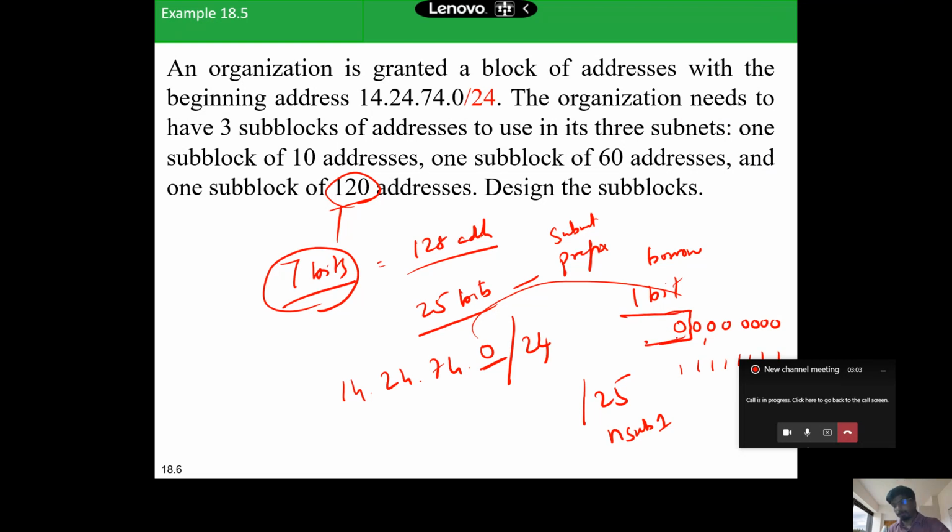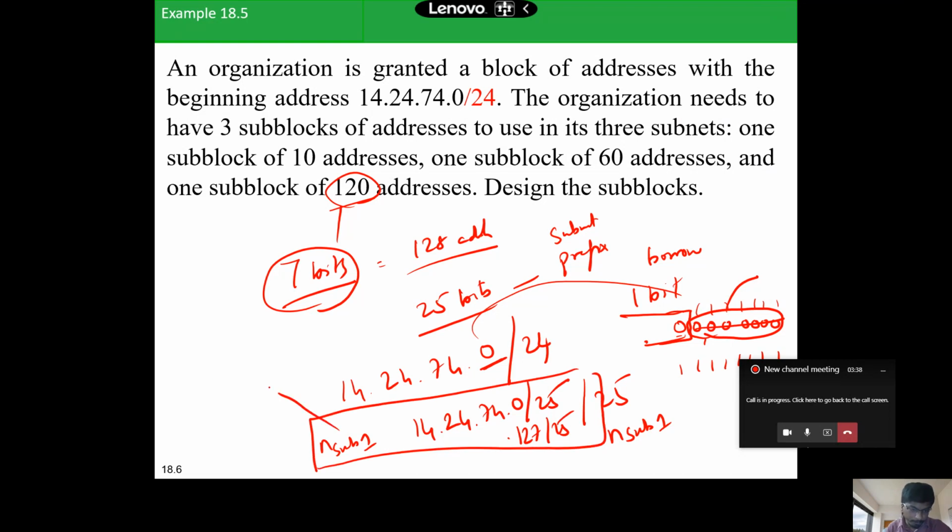So you can't change this for the subblock 1. This is borrowed now. These 7 bits you can play around with, right? So your first subblock, subnet 1, will be /25, and the range of addresses will be 14.24.74.0/25. What will be the last address? This you can't change. These 7 bits you set all to ones. It will be .127/25. So this is basically your subnet 1, where the subnet prefix is a /25, and you have used up from 0 to 127. Okay, that's for your subnet 1 here.